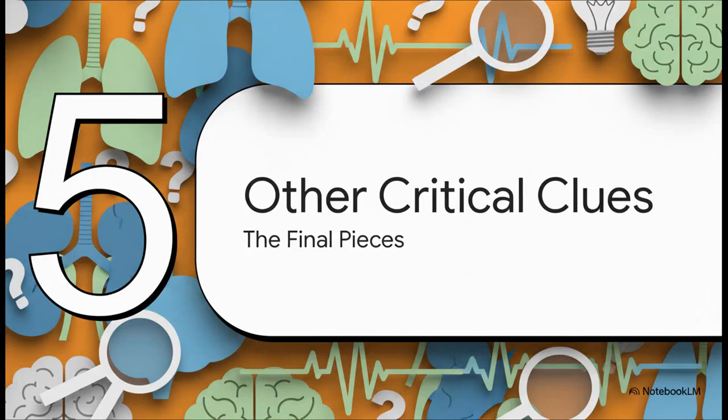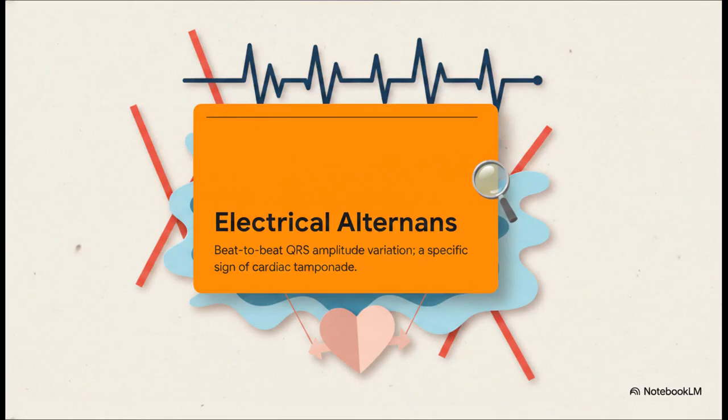Finally, let's hit Section 5, Other Critical Clues, the final pieces of our puzzle. If you're ever looking at a tracing and see the QRS amplitude just bouncing up and down, beat to beat, tall, short, we call this electrical alternans. It is a massive red flag. It's telling you the heart is literally swinging back and forth like a pendulum inside a sac filled with fluid, which is a critical emergency called cardiac tamponade.